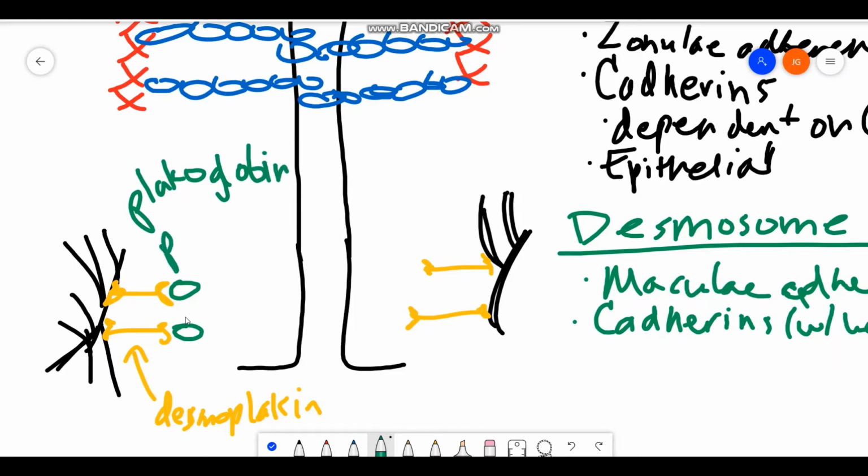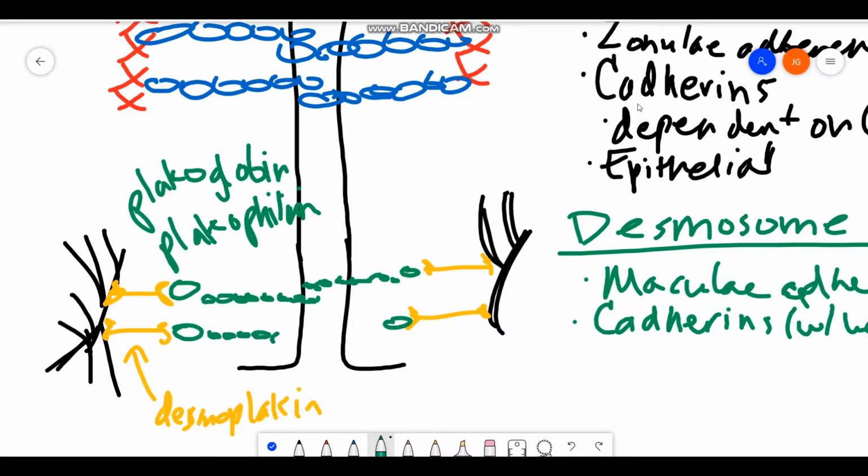Placoglobin, placofilin is another one. These are your binding proteins that are going to bind directly to your desmoplakin. And then you're going to have your cadherins, just as you had with your adherens junctions. You're going to have very specialized, or rather differently organized, cadherins as opposed to your adherens junctions. And I'm not an artist. I apologize for this horrible drawing, but that's what I can do right now.